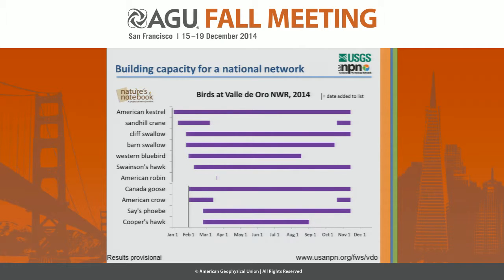Here's an example of a product that we've developed for them. This is just the phenology of birds from January through December. They're at BDO. They just started monitoring in January. It's a brand new refuge, a variety of different taxa, and these are just showing the incidence or the presence of these organisms, so it's kind of like a phenological calendar.